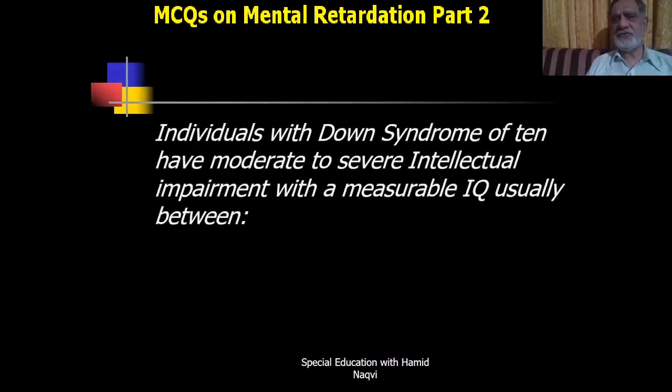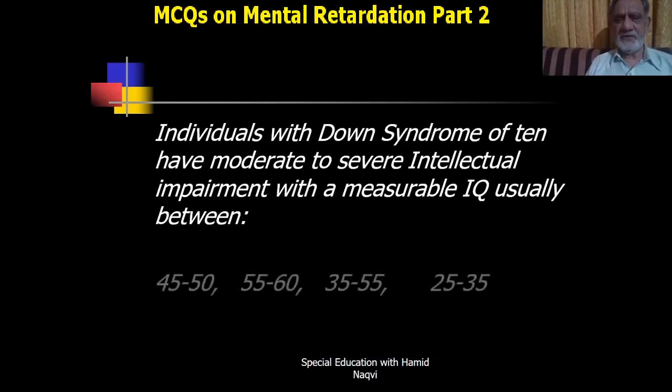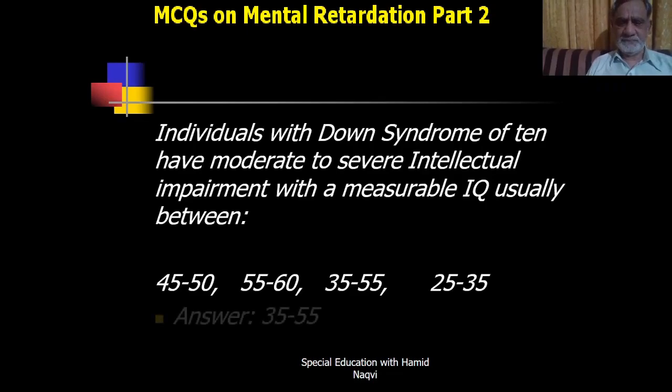Individuals with Down syndrome often have moderate to severe intellectual impairment with a measurable IQ usually between 45 to 50, 55 to 60, 35 to 55, or 25 to 35. Correct answer is 35 to 55.